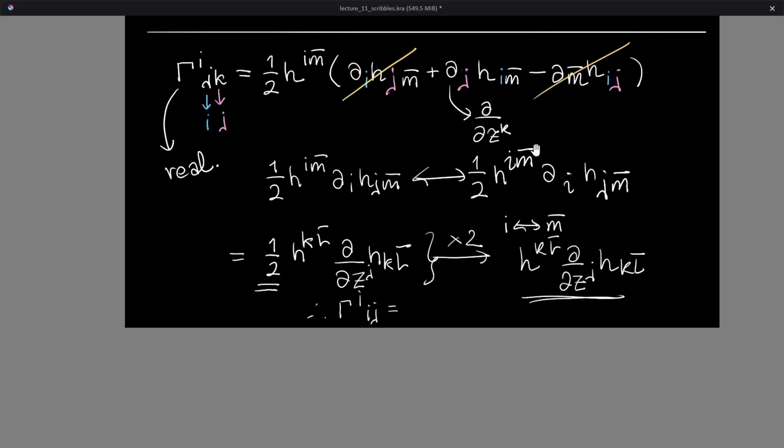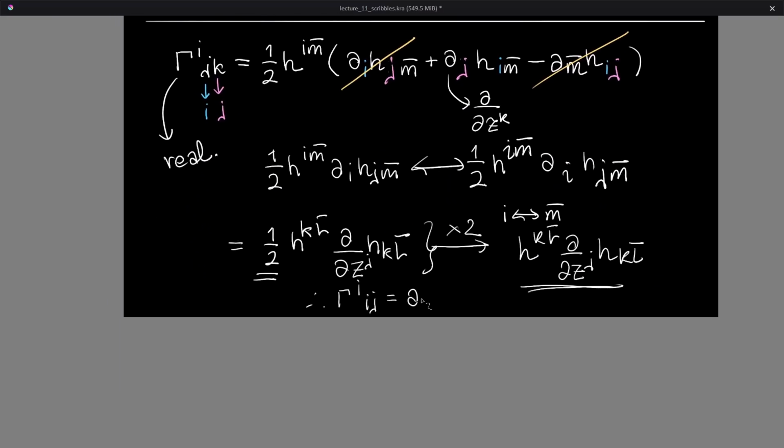It's equal to partial, let's abbreviate it, partial j of ln of det of h k l bar. And that proves our proposition. So now let's see how that factors into what we were talking about before.